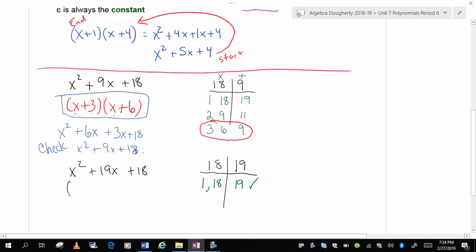So we can write this as x plus 1 times x plus 18. The two numbers added up to 19, which is what we wanted.